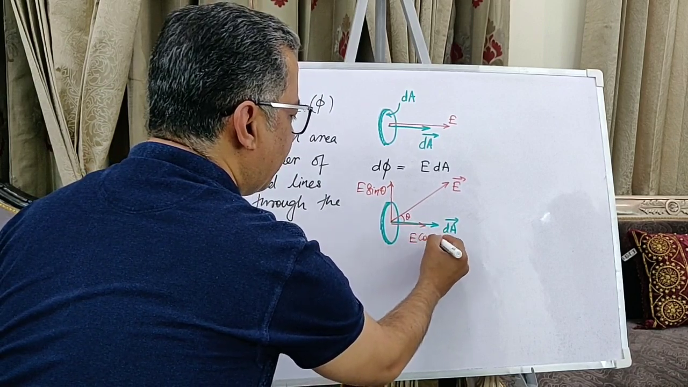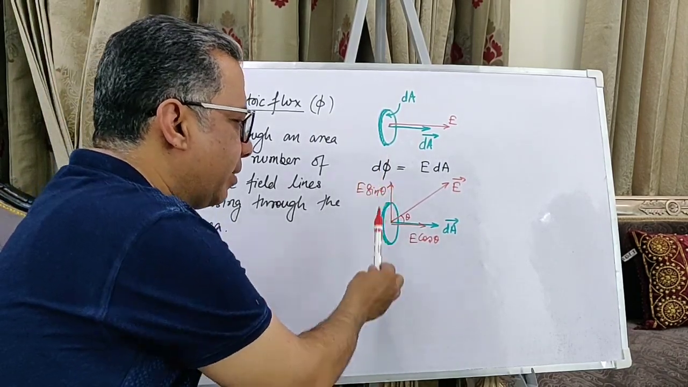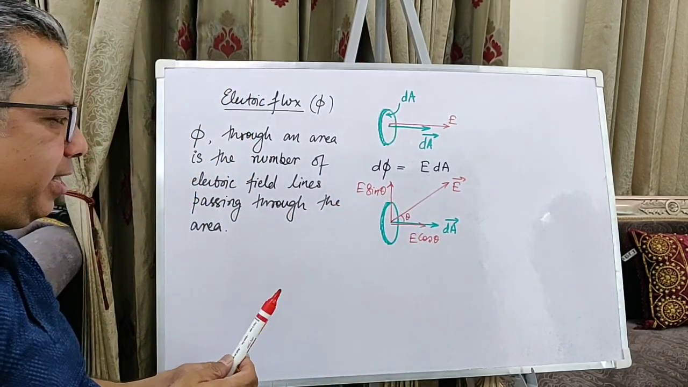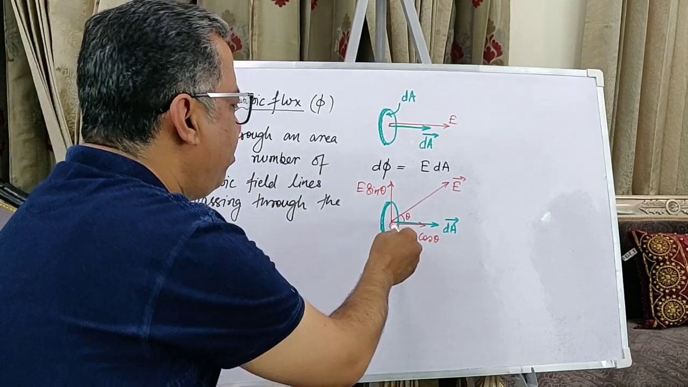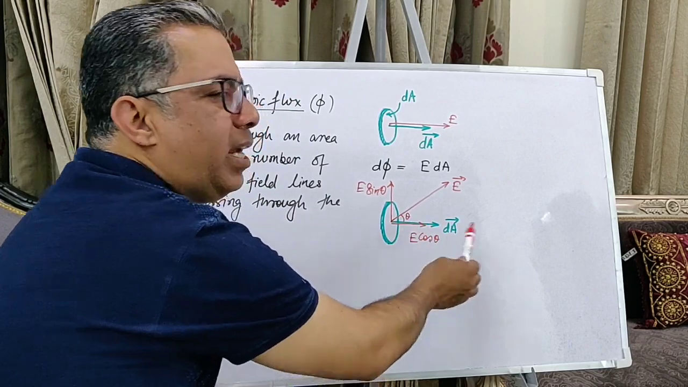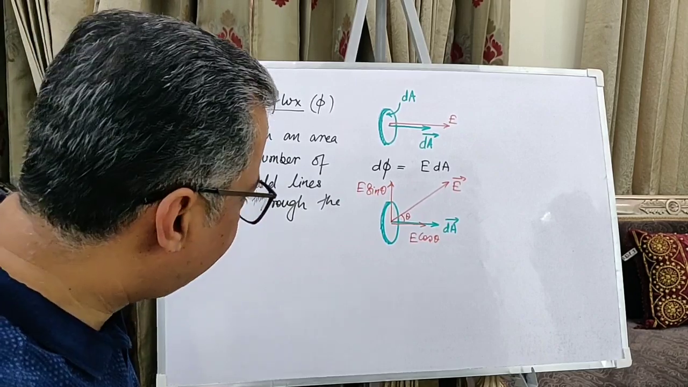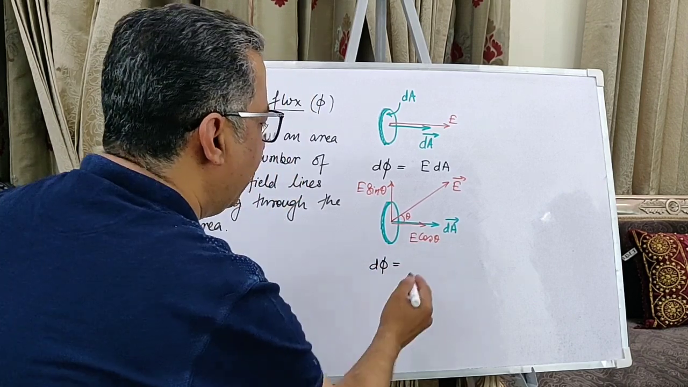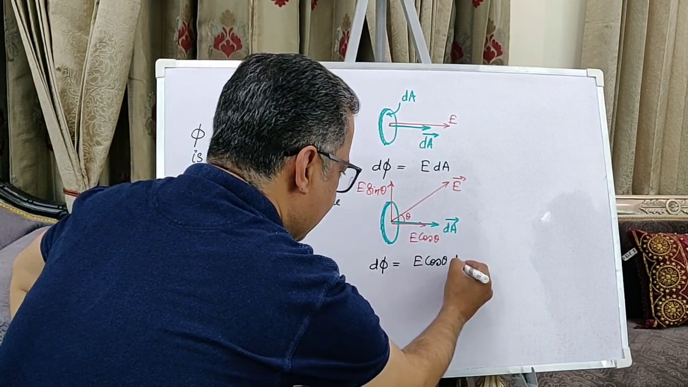E cos theta. Now due to this E sine theta component, no electric field line is passing through the area, because if a line is tangential to an area, it does not pass through the area. So due to this, no field lines pass through the area, whereas due to this, field lines will indeed pass through the area. So the electric flux through this area now, let's call it d phi, will be E cos theta times the area dA.